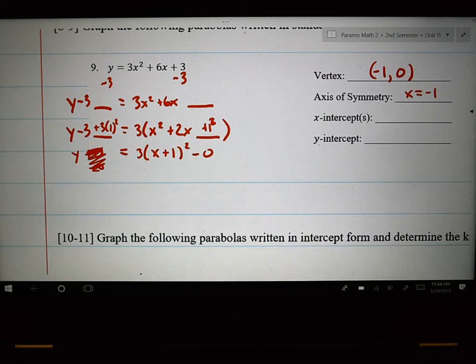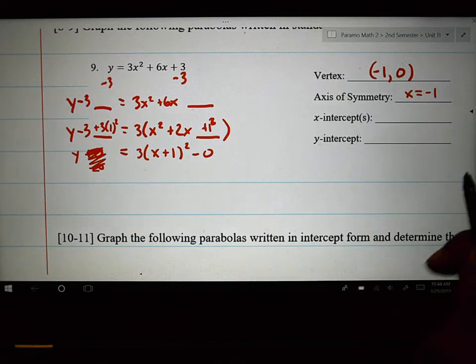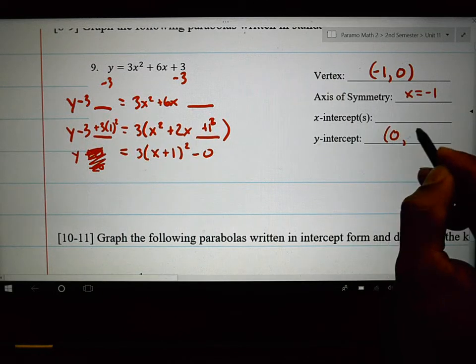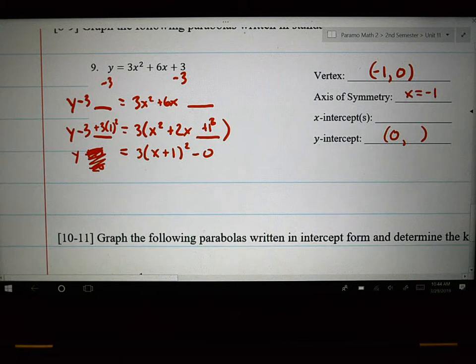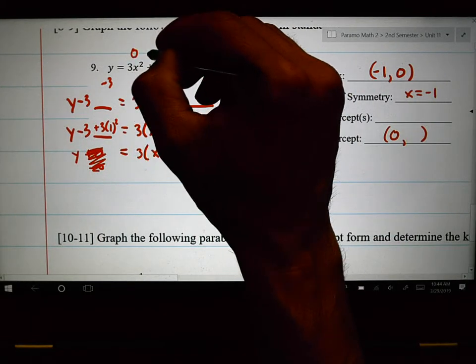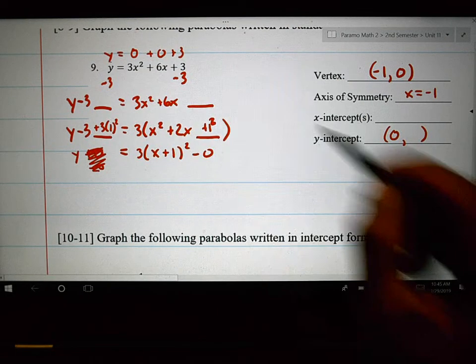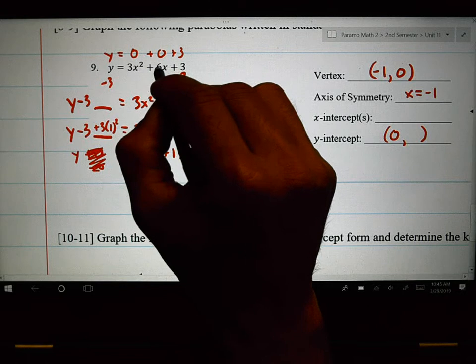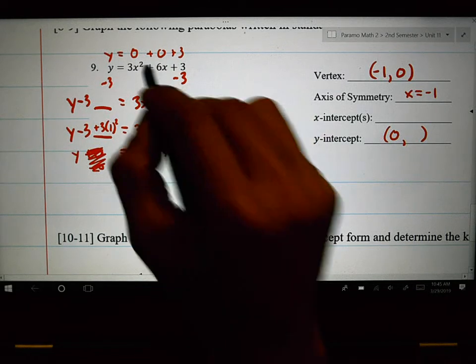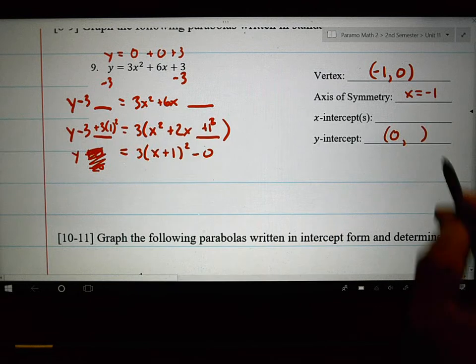The y-intercept is the next thing that I would find if I were you, because it's the next easiest thing to find. The y-intercept, where it crosses the y-axis, x is 0. We just have to figure out what the y value is. If x is 0, look at how easy it is to figure this out. 3 times 0 plus 0 plus 3 is equal to y. If you plug 0 in there, you can see easily what it is when it's in standard form. It's the c value.